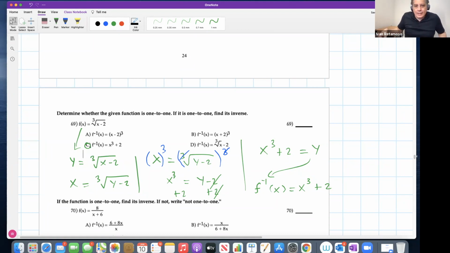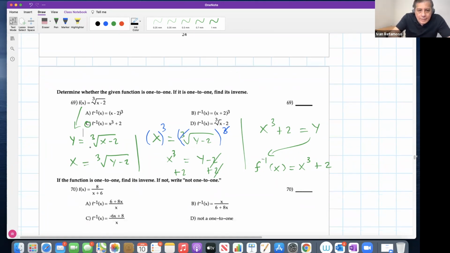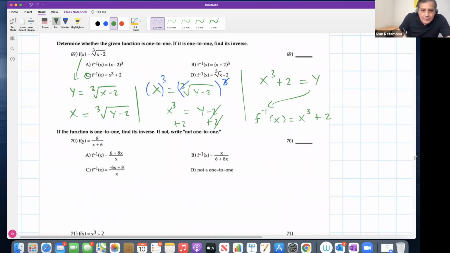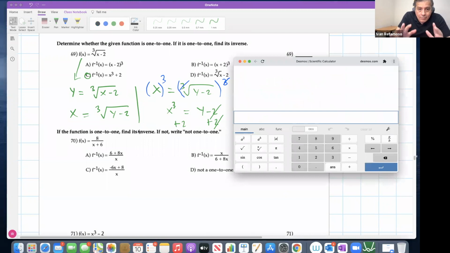Excellent. Let's do this and then we will take a break, okay? This one, they want you to find the inverse function. Sometimes the students ask me, Professor, it says here, if the function is one-to-one, find its inverse. If not, write not one-to-one. Sometimes students say, Professor, shouldn't we check if these functions are one-to-one? If you want to check, guys, I explained in the lectures. If you want to confirm that this is one-to-one, graph it.